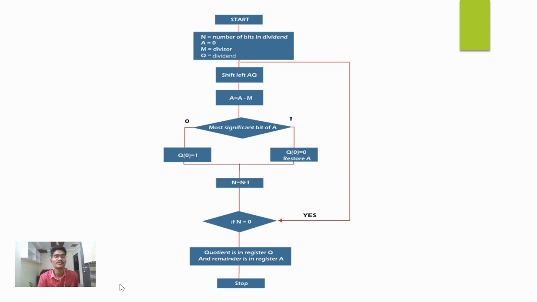After this, we decrement the n value by 1. And each time we check whether n is 0 or not. If n is 0, then the division is completed and the process is stopped. If it is not, then the process continues.